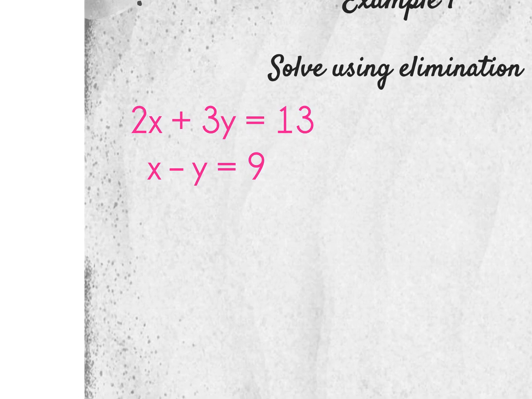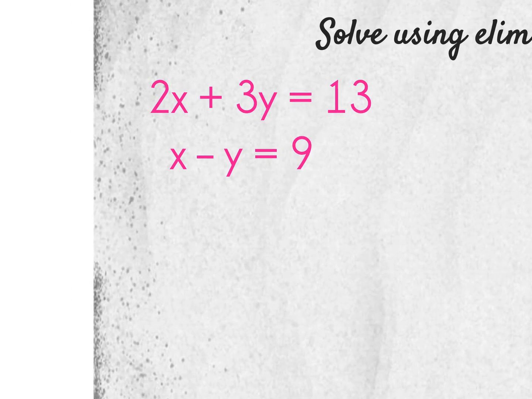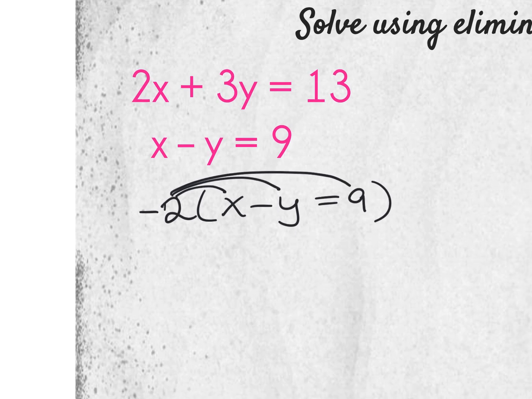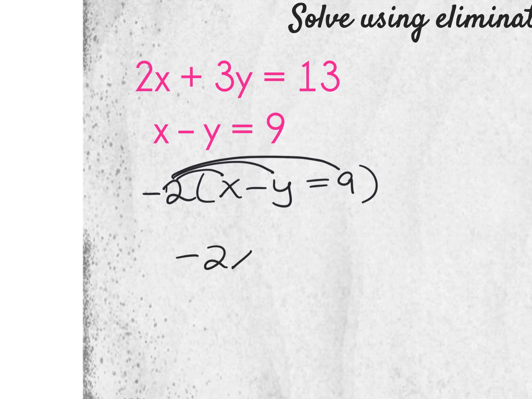So what I'm going to do is multiply my second equation by -2, and then that will, when I combine the two equations, cause the variable x to cancel out. So I'm going to distribute a -2 to my second equation. And remember, when you're distributing this -2, it needs to go to both variables and the constant. So now this will give me -2x plus 2y equals -18.